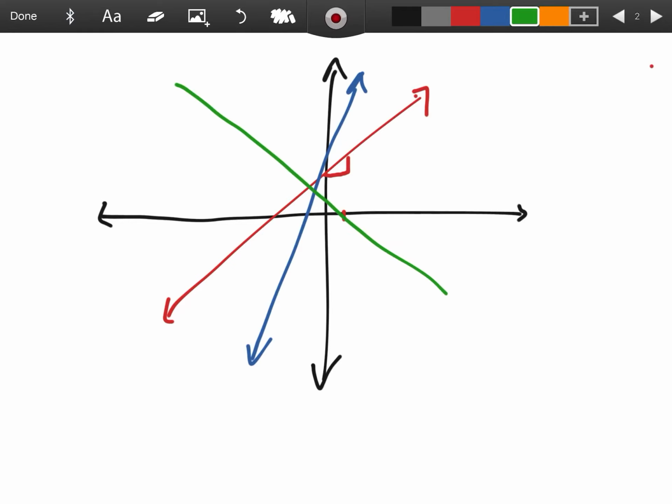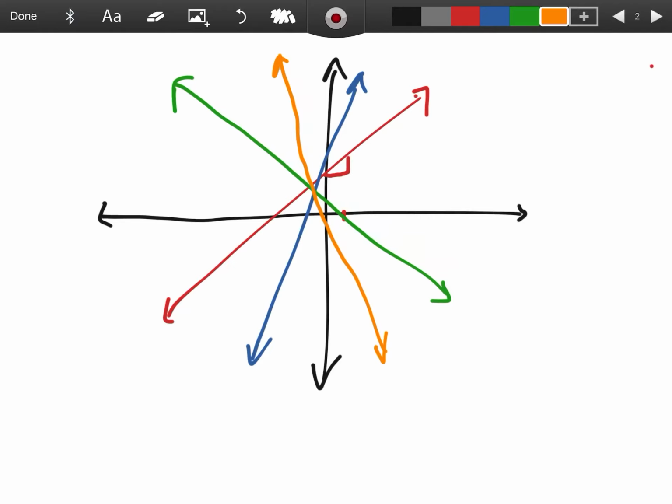This green line is going down. This green line is actually going to have a negative slope. And then if I graph one more line, this orange line here, this orange line has an even more negative slope.